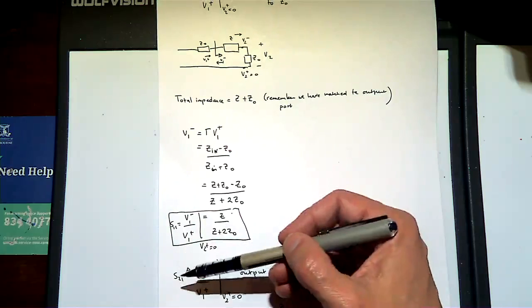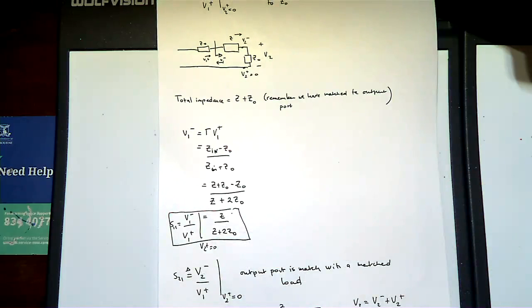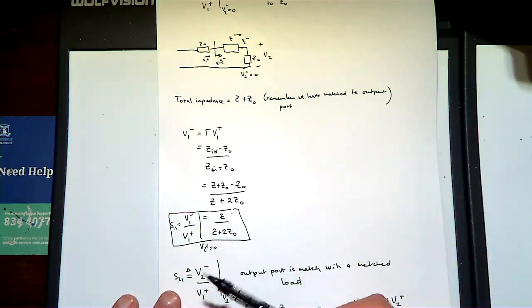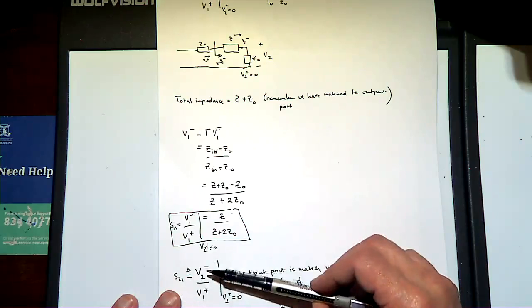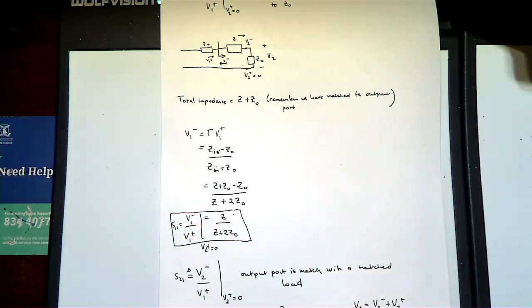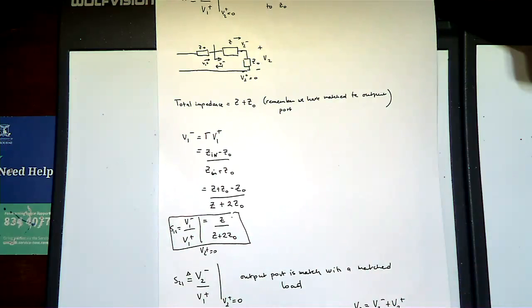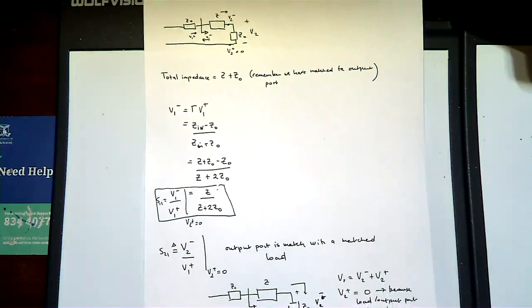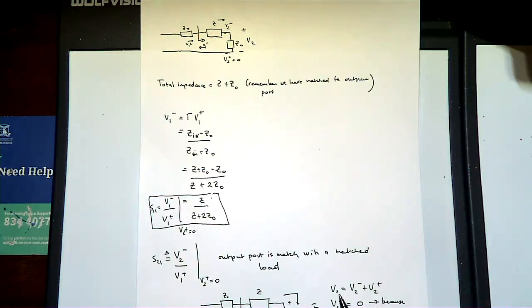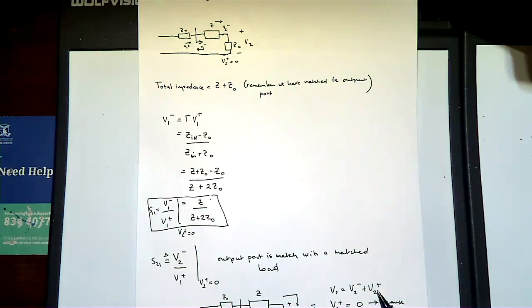Likewise, we want to calculate S21, and we go through the process of calculating that. The definition of S21 is V2 minus on V1 plus when V2 plus equals 0. Again, what that means is we've terminated port 2 with an impedance equal to the characteristic impedance, and we know generally V2 is equal to V2 minus plus V2 plus. It's nothing special, it's just the way that we calculate it, but because it's terminated, because it's matched, we know that V2 plus equals 0.